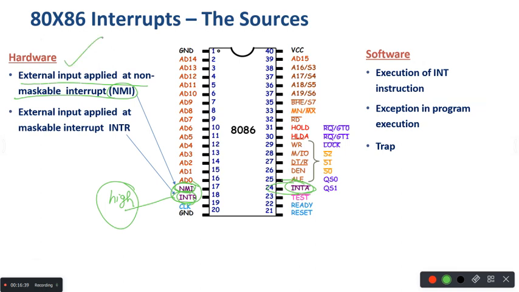Now, similarly, there is something called software interrupts. The one which you have used in your laboratory is called a software interrupt. You are actually writing a program, right? When you execute an interrupt instruction with some number, which is called the interrupt vector number, that's part of a software interrupt.